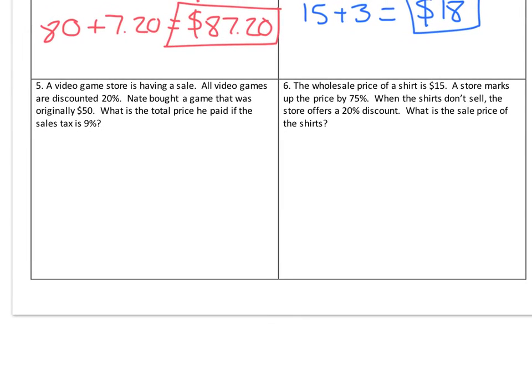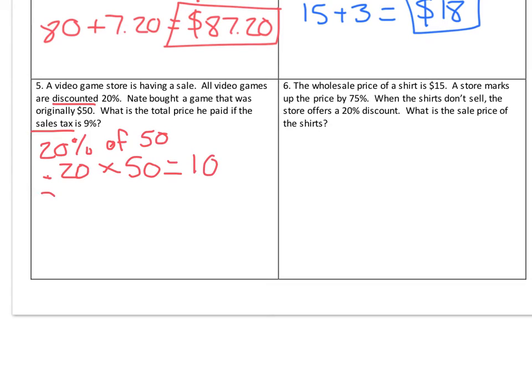Number 5, a video game store is having a sale. All video games are discounted 20%. Nate bought a game that was originally $50. What is the total price he paid if the sales tax is 9%? Well, right away, I see discount and sales tax. That tells me I have to do 2 separate problems. My first problem, 20% of 50. That's 0.20 times 50. And this gives me the discount. 50 minus 10 is $40.